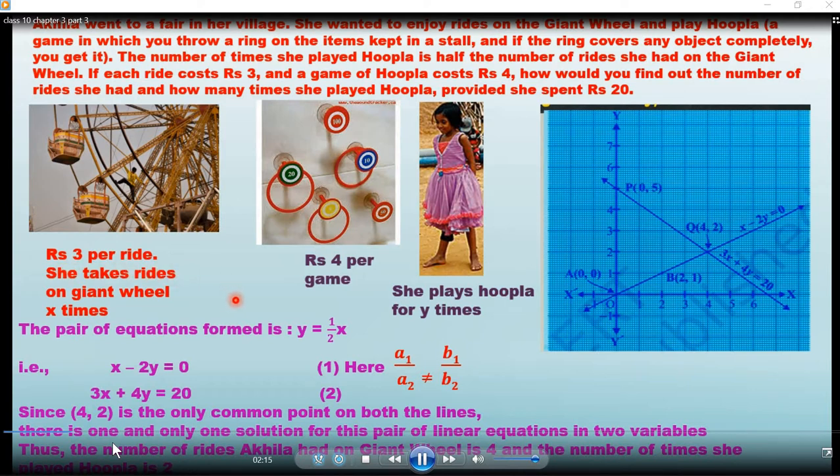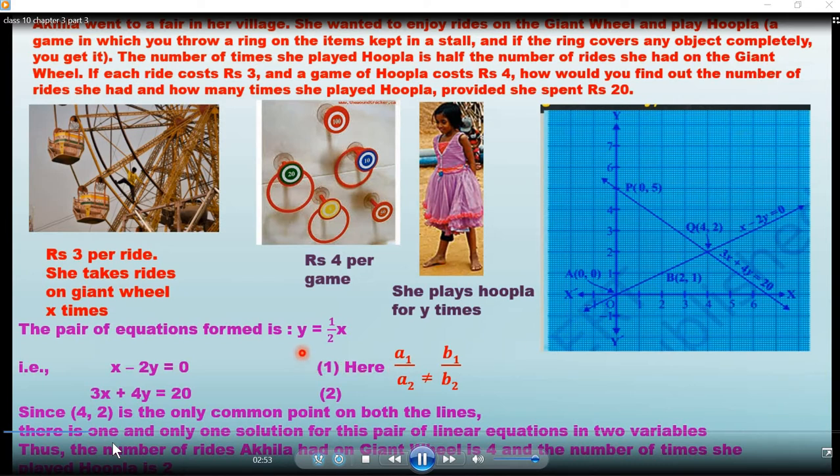Now, we don't know how many times she is playing hoopla or how many times she is taking ride on giant wheel. So let us consider that she rides on giant wheel X times and she plays hoopla Y times. But here a condition is applied. Let's look at the question. What is the condition? The number of times she played hoopla is half the number of rides she had on giant wheel.